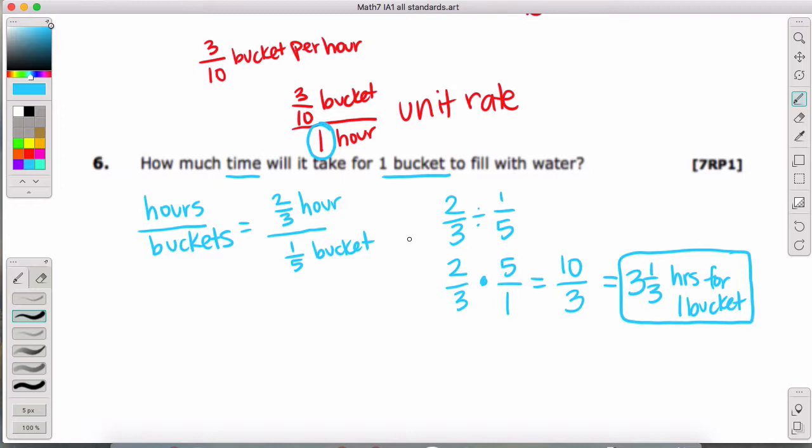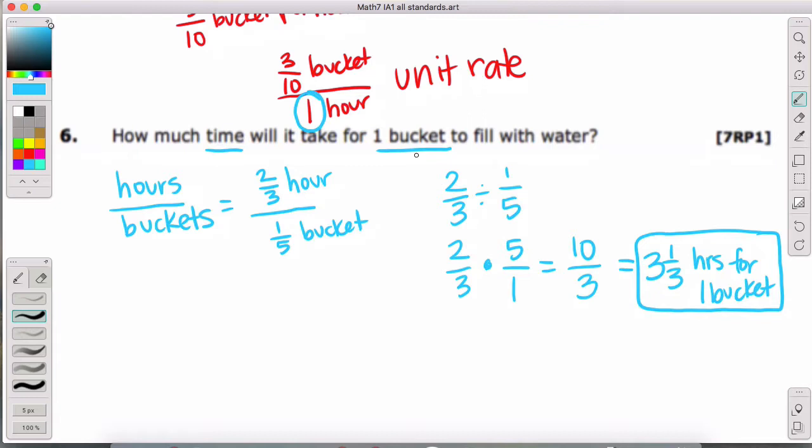1/5 times 5 is one bucket, and 5 over 1 times 2/3 is 10 over 3. So 10/3 hours over 1 bucket. Same answer I got over here. That's it for that standard.